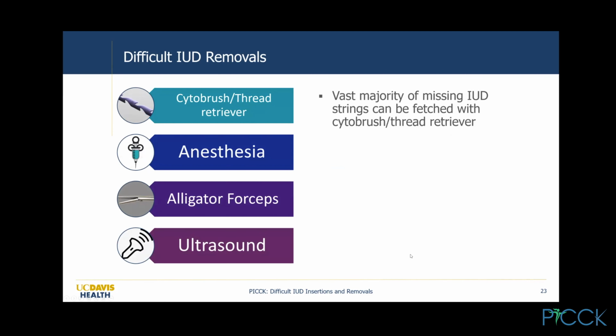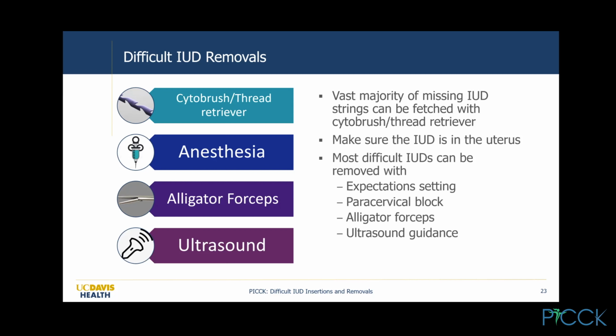Again, the vast majority of missing IUD strings can be fetched with just a cytobrush and thread retriever. Make sure the IUD is in the uterus if you're unable to get any strings with that. And most difficult IUDs can be removed with appropriate expectation setting, paracervical block, alligator forceps, and ultrasound guidance. And similarly to insertions, know when to refer.